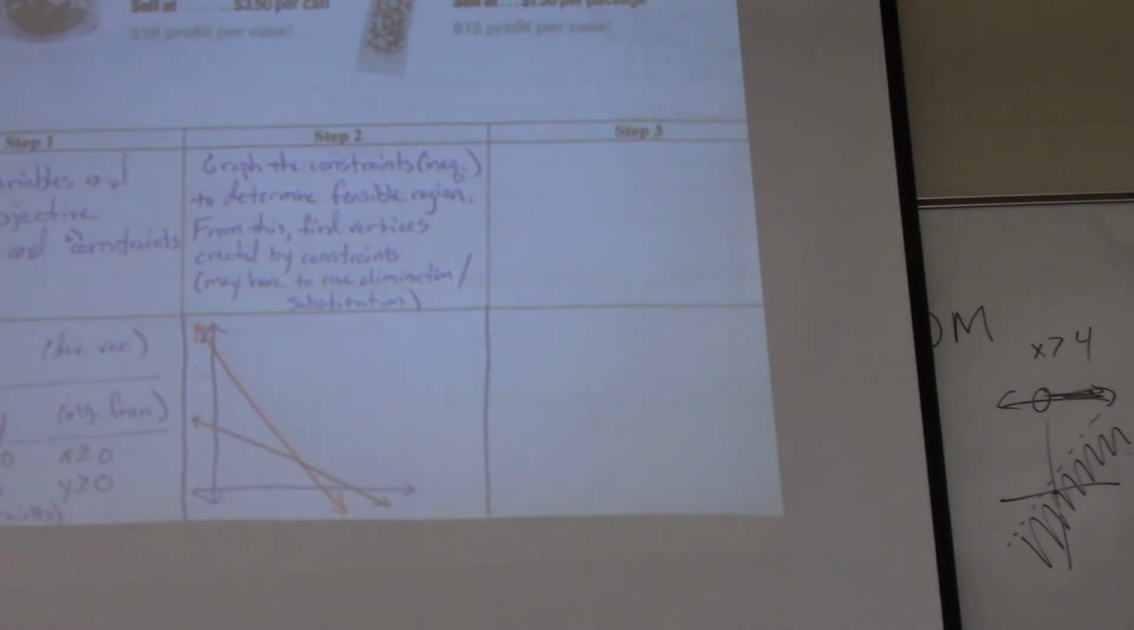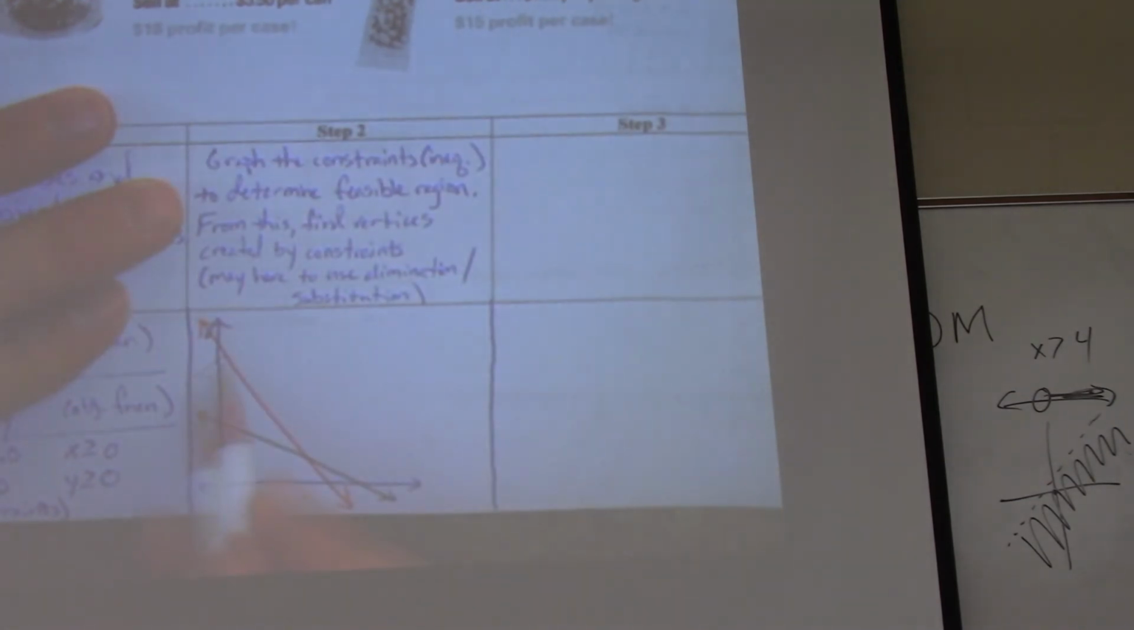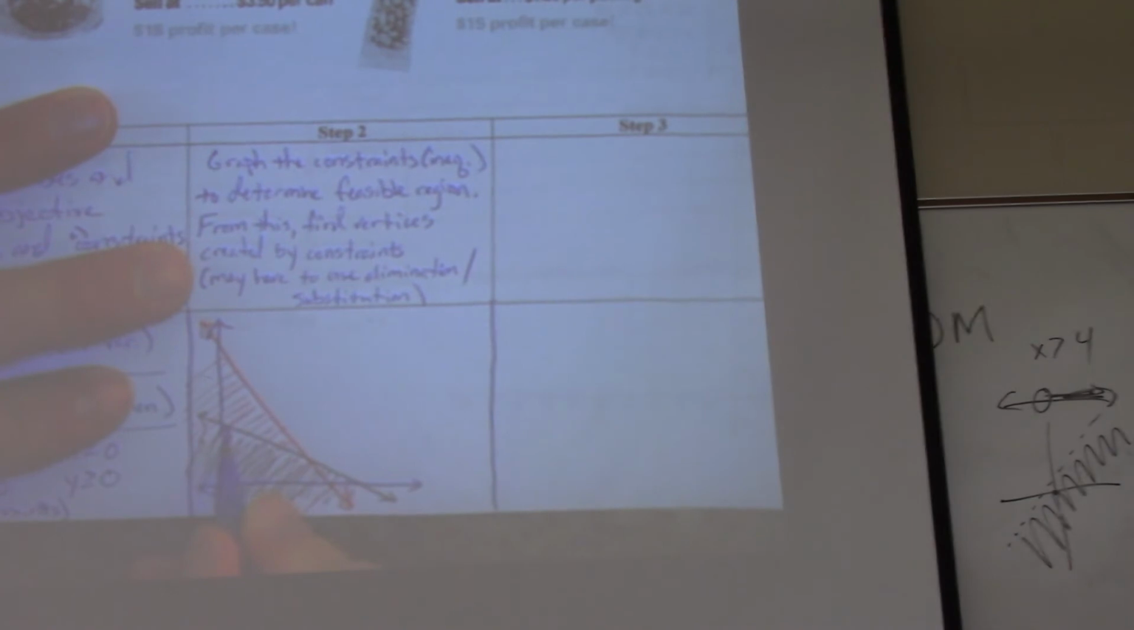Now there's shading involved with this, and the overwhelming majority of the time the shading is towards 0, 0, because I'm talking about restrictions that I can't go over something. And so for the red one, I'm going to shade kind of inward like this. And for the pencil line, I'm going to also do the same thing. And so you'll see the feasible region is the double shaded region. All of this.